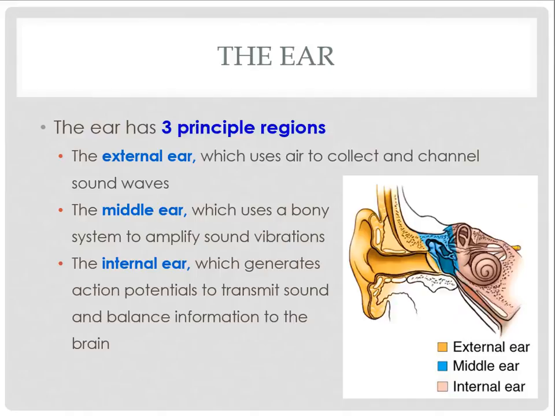Looking at the structure, the ear has three different regions: the external ear, the middle ear, and the internal ear. The focus of what we're going to be looking at is the middle ear as well as the internal ear. The external ear is going to contain the flap that we can visually see, and the ear canal, and then the middle ear is going to involve the three smallest bones in the human body, which are going to be used to transduce those vibratory signals into the inner ear.